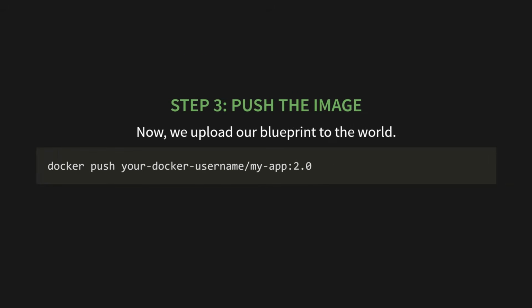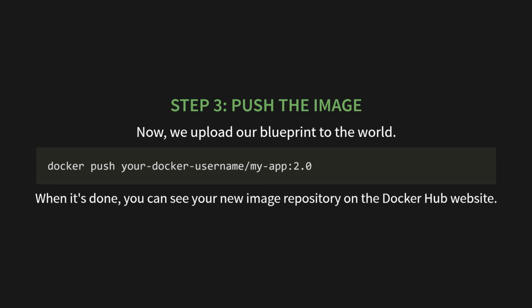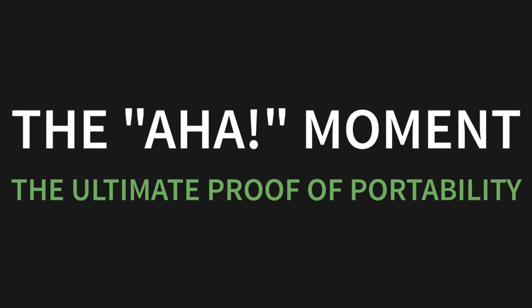Alright, step 3, push the image. Now we upload our blueprint to the world. The command is exactly what you'd expect. docker push your Docker username/myapp:2.0. When it's done, you can actually go to the Docker Hub website and see your new image repository right there. It's live. And now, for the aha moment, the ultimate proof of portability.